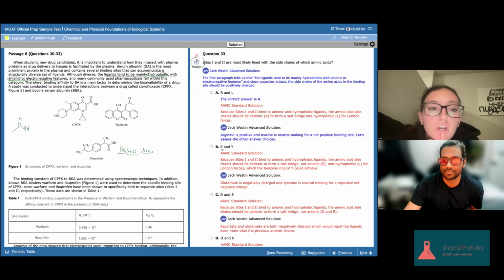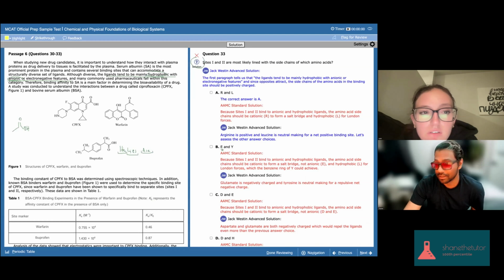I have no idea which E. So it'll be glutamic acid. Okay, so it would have a negative charge. Yep, which we don't want, right?